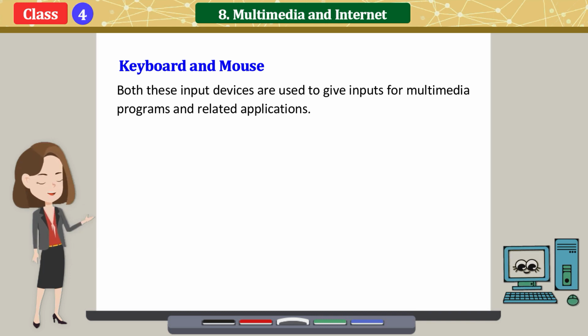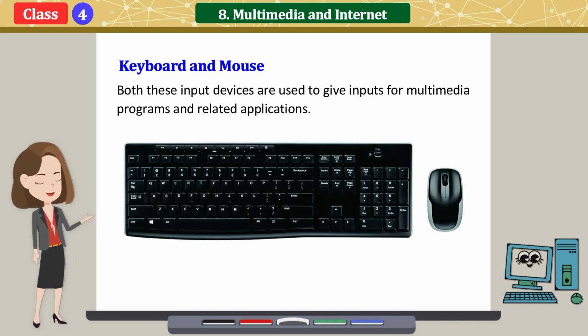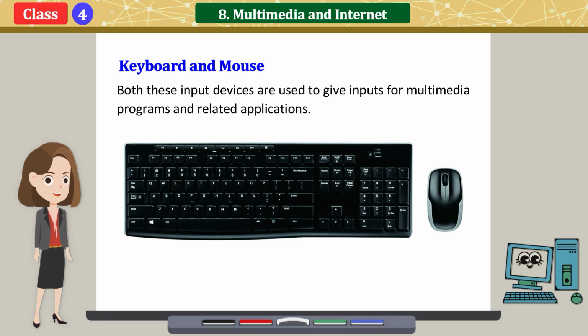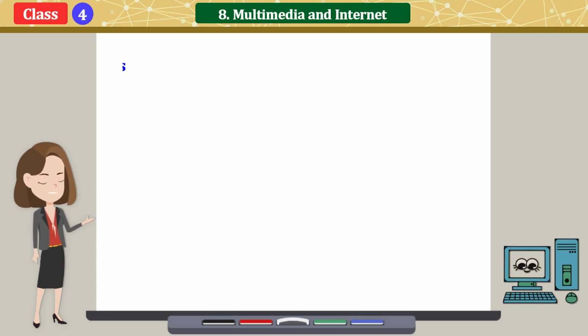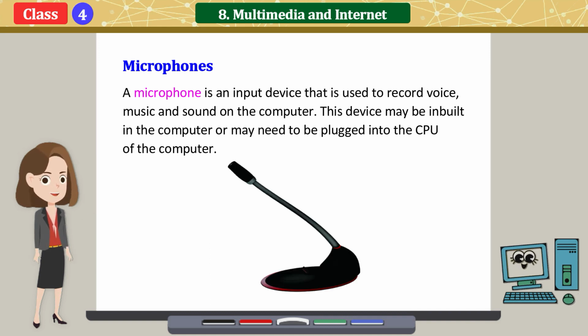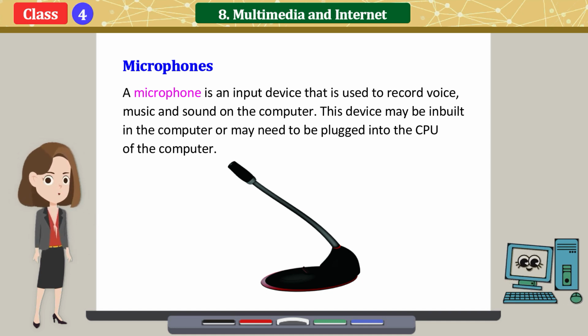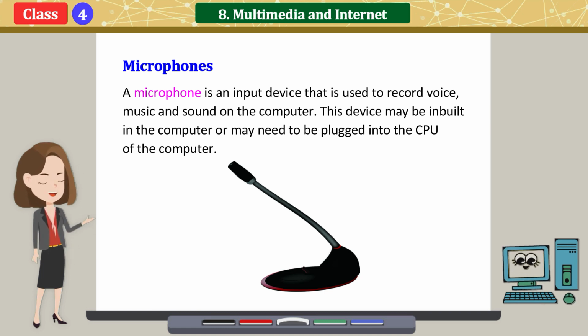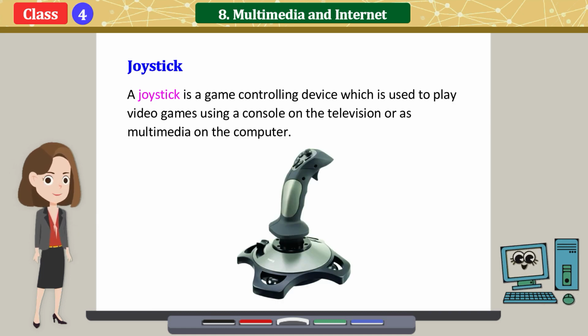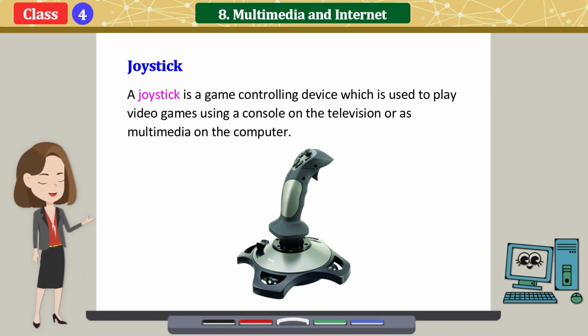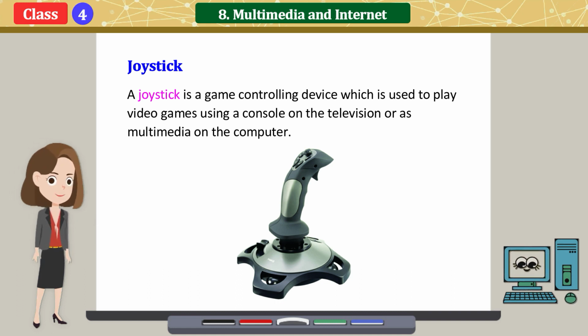Multimedia input devices: keyboard and mouse. Both these input devices are used to give inputs for multimedia programs and related applications. Microphones. A microphone is an input device that is used to record voice, music and sound on the computer. This device may be inbuilt in the computer or may need to be plugged into the CPU of the computer. Joystick. A joystick is a game controlling device which is used to play video games using a console on the television or as multimedia on the computer.